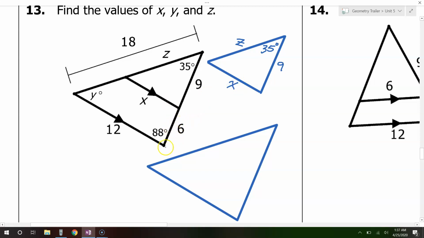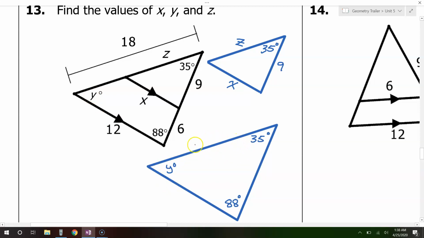Now, what about the large triangle? Well, at the top angle, it's still that same 35 degrees, so that's fine. I'm going to have 35 degrees right here. In the bottom right-hand corner here, it's 88. So let's go ahead and fill that in. And I see in this corner over here, I've got Y degrees. So now that's all my angles.